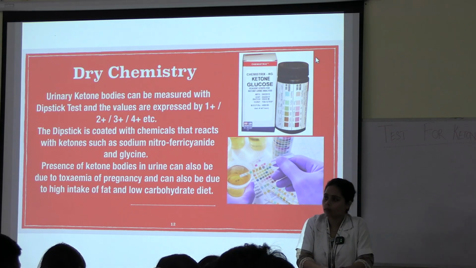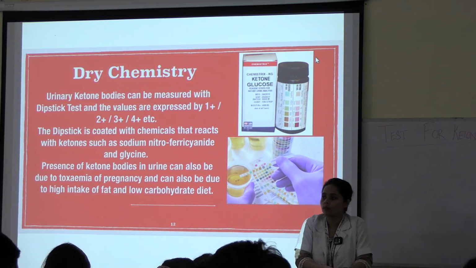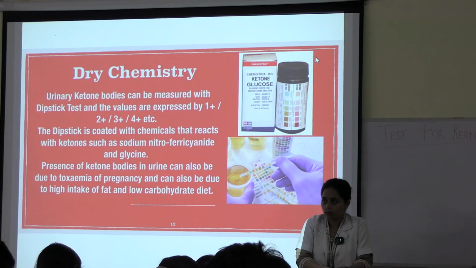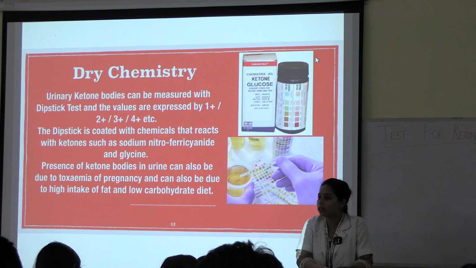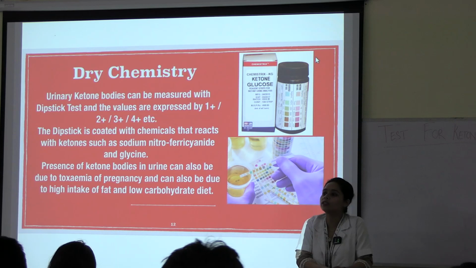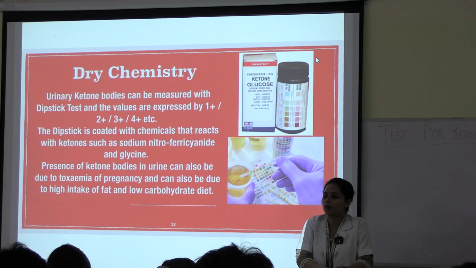Because fat is burned, converted to ketone bodies, and bypasses to urine. That's why ketone bodies are high in fasting. But that was not my question, it was about a low carbohydrate diet. Your answer is correct if I would have asked why the ketone bodies are more during fasting. But I said the patient is taking a low carbohydrate diet now.